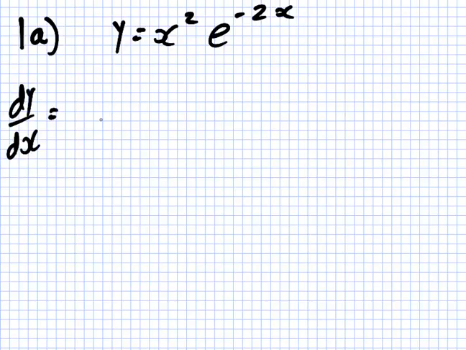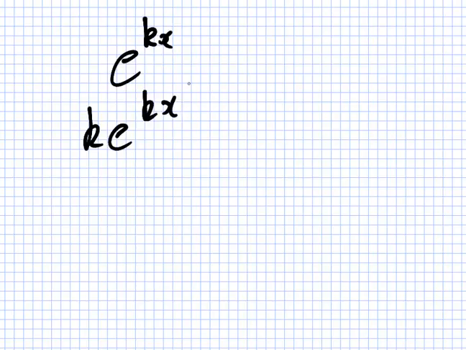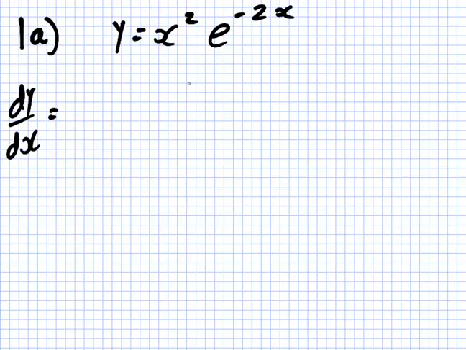1a. We have y equals x squared e^(-2x). dy/dx equals... Now I said I need the chain rule, that's for this piece here, but in fact I don't really need the chain rule because this is in the formula book from semester 1 as well, I think. If you have e^(kx), what's the derivative? k e^(kx). Yeah, so it's the chain rule, but you don't need it if you can use the formula book.